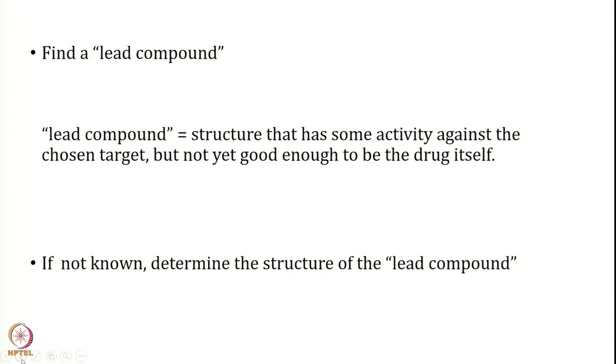So, essentially what we are doing is finding a lead compound which binds to a target. A lead compound is a structure that has some activity against a chosen target. The chosen target is a protein or a gene, and the lead compound here we can think of as a small molecule. So, we identify a small molecule based lead compound that binds to a target and shows some activity, but is not yet good enough to call a drug, right. So, one needs to later modify it based on the pharmacophore mapping I was saying. If not known, determine the structure of this lead compound; that will be the next step.